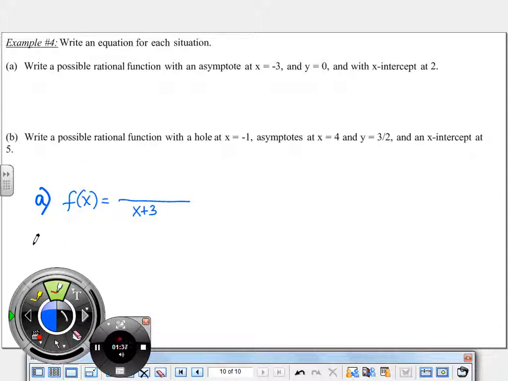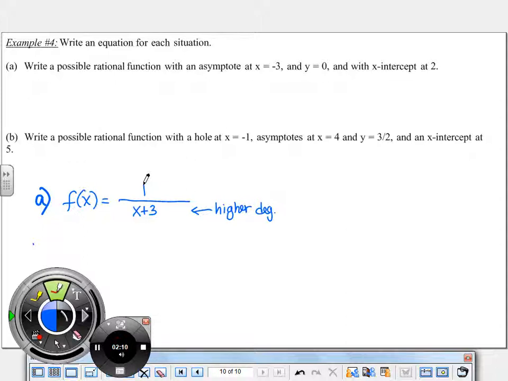Y equals 0 is what kind of asymptote? Horizontal asymptote. And when the horizontal asymptote is at 0, what does that tell you about the function? Okay, the denominator has a higher degree. So we expect the higher degree to be in the denominator. Okay? So right now, maybe I could just put a 1 there and be like, okay, there you go. That has a vertical asymptote at negative 3, and it has a horizontal asymptote at 0.